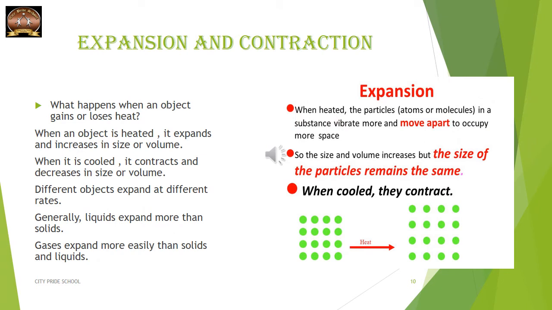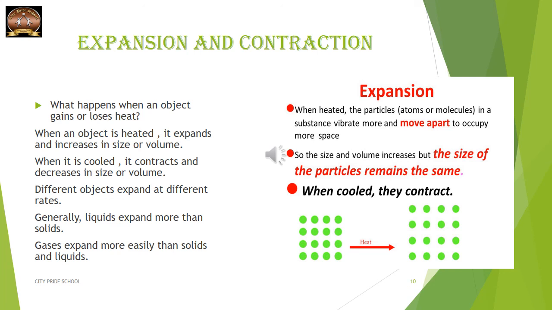Now let's study what happens when an object gains or loses heat. When an object is heated, it expands and increases in size or volume. This means that when heated, the atoms or molecules in a substance vibrate more and move apart to occupy more space. So the size and volume increases, but the size of the particles remains the same. In other words, a substance when heated expands, while when it is cooled, it contracts and decreases in size or volume.